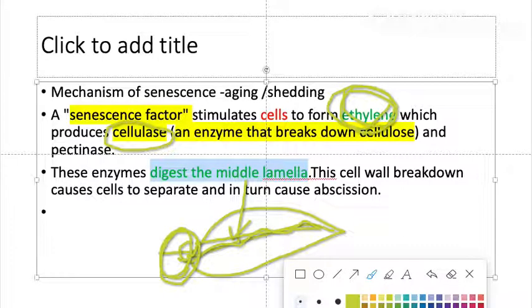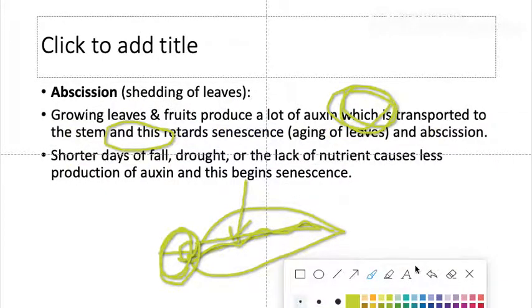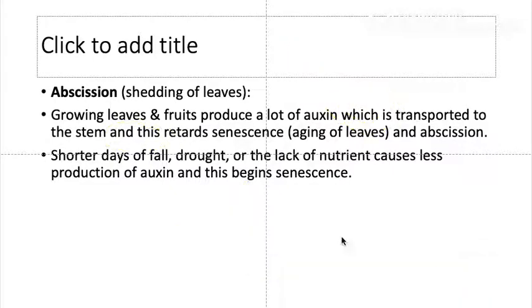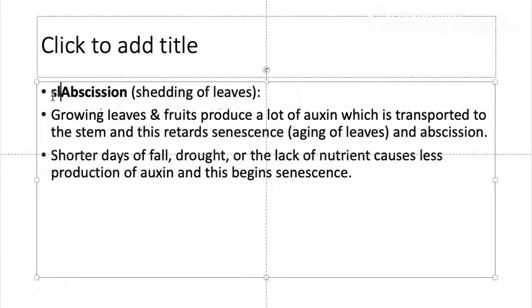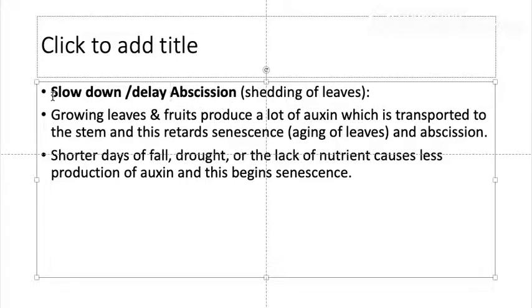So the opposite of that is that with the presence of auxins, remember, when you have auxins, it will slow down this abscission process. It will not promote abscission, but it will slow it down, or it will delay abscission. So that is one of the effects of auxins.